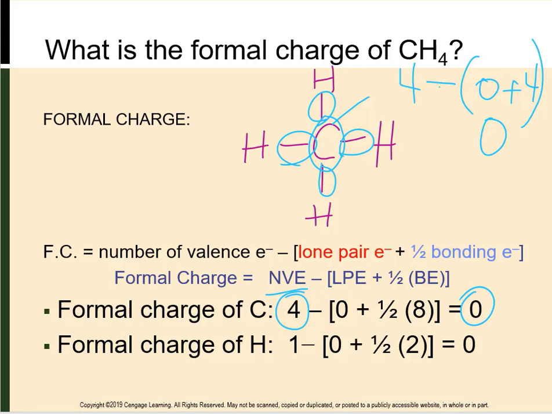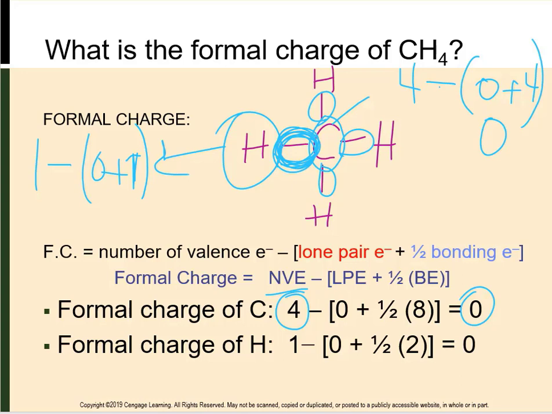Let's calculate it for the hydrogens. All of these hydrogens are the same. Hydrogen has 1 valence electron. We minus the number of lone pairs hydrogen has, none, plus 1/2 of how many bonded electrons hydrogen has: 2. Half of 2 is 1. 1 minus 1 is 0. So there is a 0 formal charge on hydrogen as well. Let's look at another example. Since I have everything neutral here, this tells me that positive or negative ions are not going to be attracted to any part of this compound.